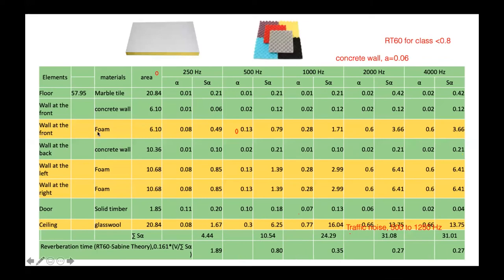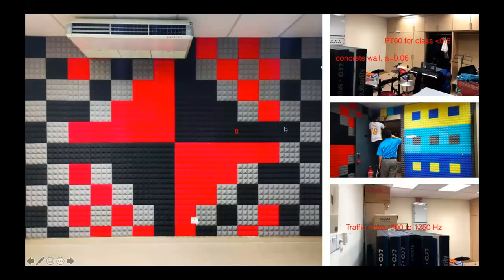So here I choose at the wall, as you can see, the yellow one here. We change to foam and glass wool. The ceiling, we change to the glass wool. The value of the alpha of the foam we obtain by experiment. We did the experiment in the lab, and we get the value of alpha. Other things like marble, we can get from the manufacturer. So this example shows you how we treat the room.